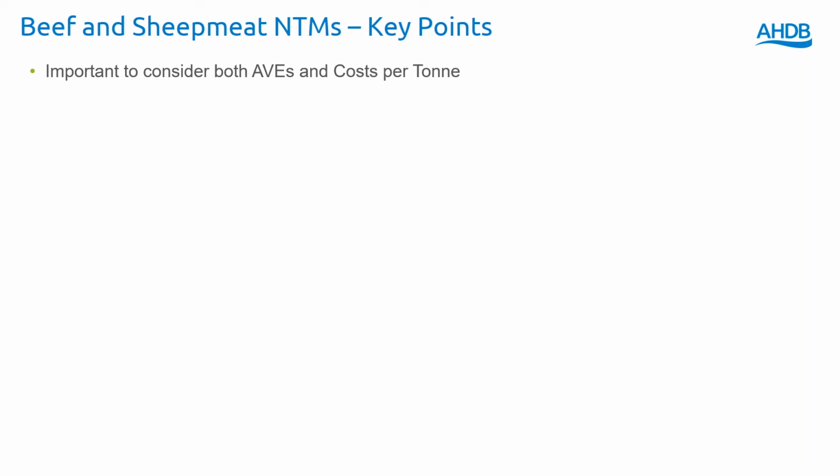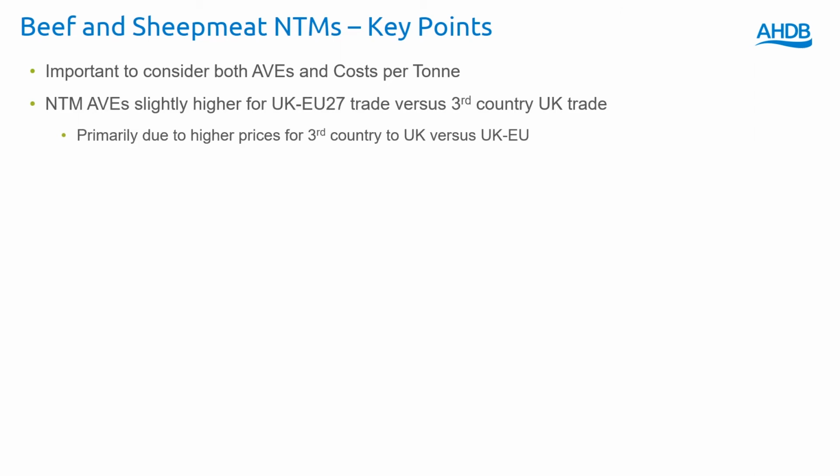In addition to that, looking at the results of this study as a whole, NTM costs for the UK into EU27 market are slightly higher than for third country to UK trade, and that's primarily due to higher prices for product coming into the UK from those non-EU markets, high-end steak products for instance, versus what's taking place from the UK into the EU, which of course includes some carcass product, lower value product as well.